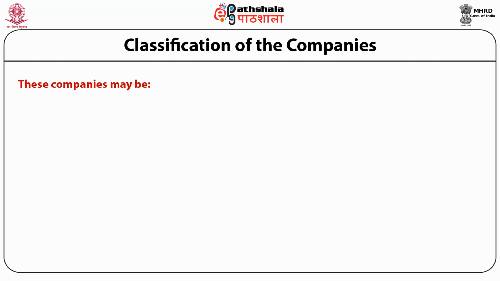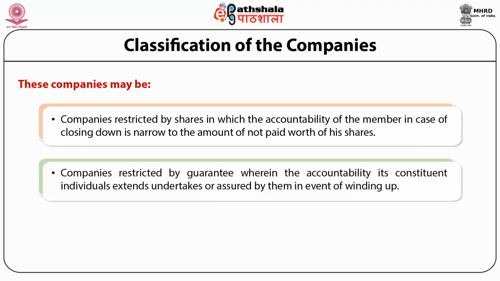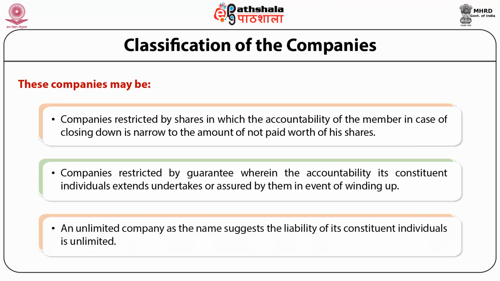These may be the companies restricted by shares, in which the accountability of the member in case of closing down is narrow to the amount of not paid worth of his shares, and the companies restricted by guarantee, wherein accountability of its constituent individuals extends, undertakes or assured by them in event of winding up. An unlimited company, as the name suggests, the liability of its constituent members, individuals, is unlimited.